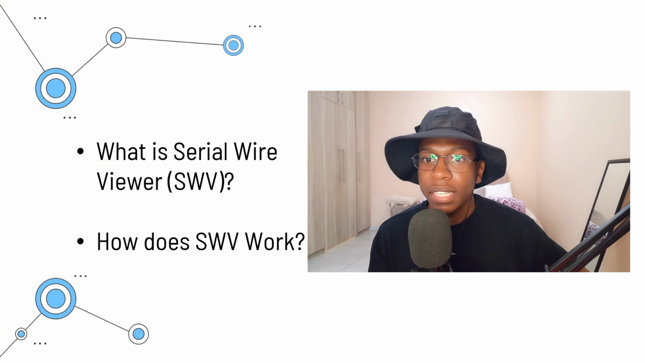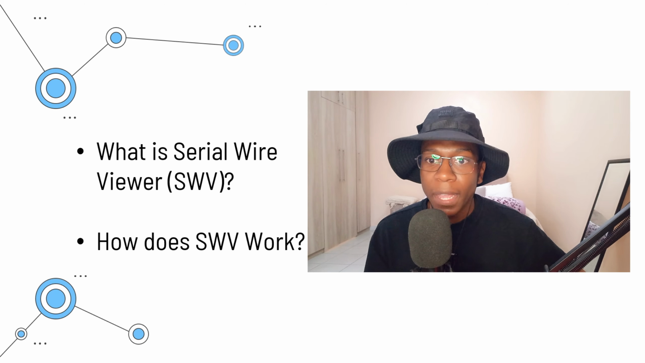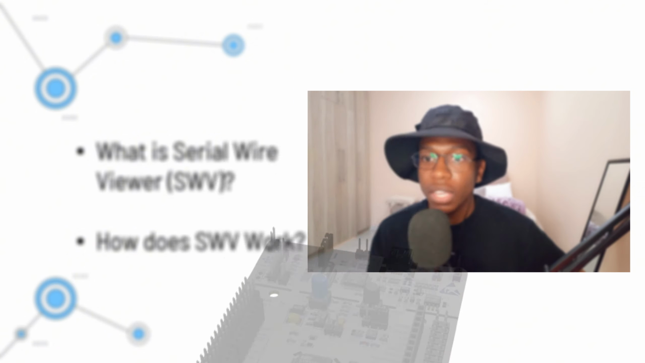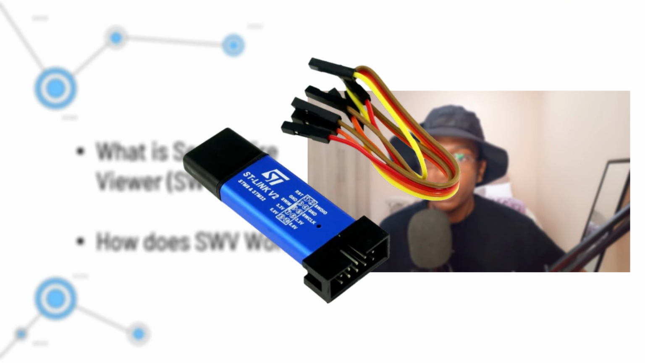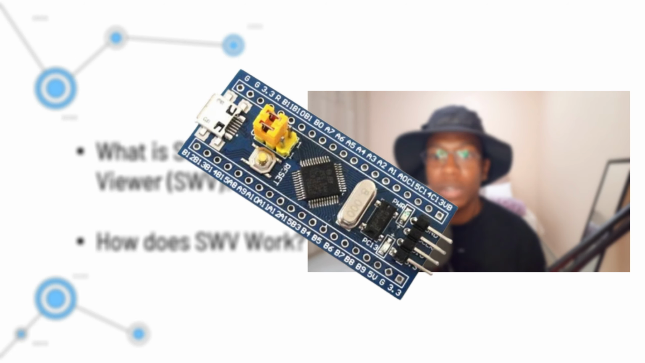It's especially useful in scenarios where you have limited input-output pins or when you want to keep your USART free for other purposes. Before we dive into the software setup, you need to ensure that your hardware is ready for SWV. This means that you need a compatible debugger that supports SWV, like the built-in ST-Link debugger that comes attached to some microcontrollers like the STM32 F401RE, or an external ST-Link V2 that you can buy for other STM32 microcontrollers like the blue pill or the black pill.